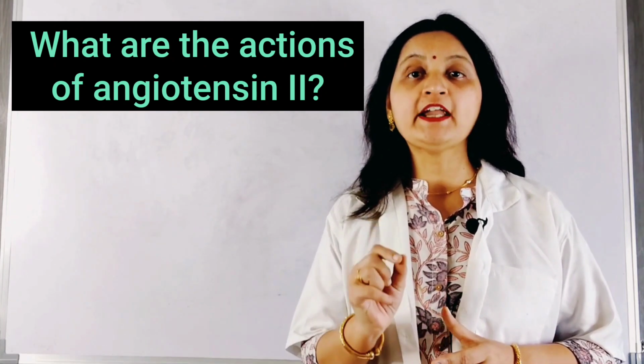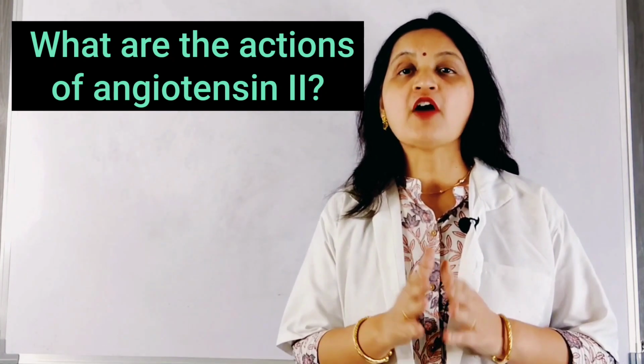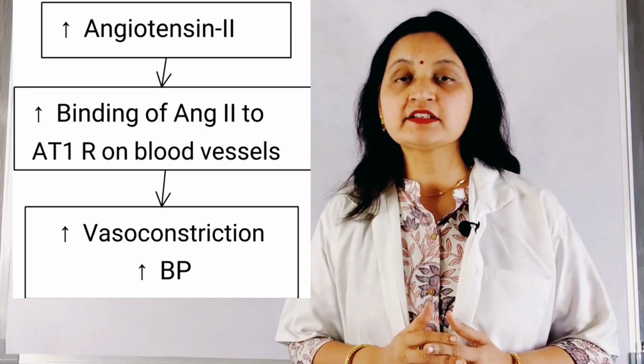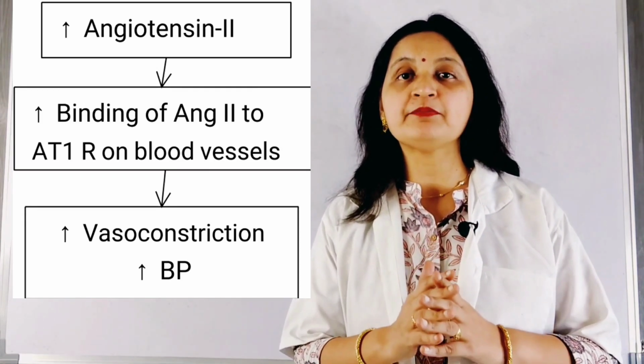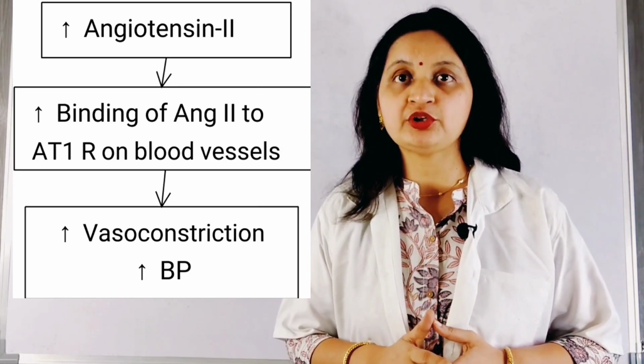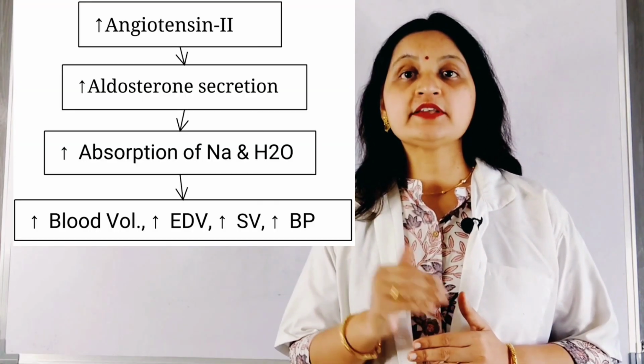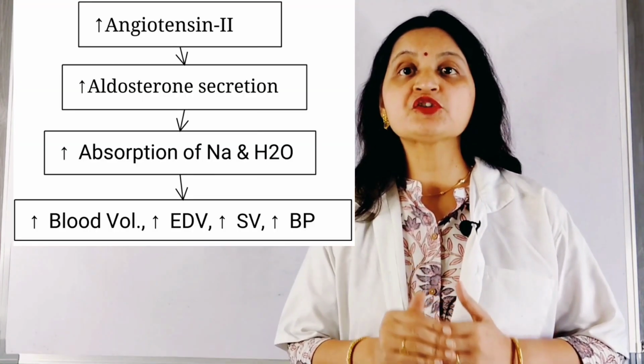Angiotensin 2 is a potent vasoconstrictor of arteriolar smooth muscle, which increases the peripheral vascular resistance, increasing the blood pressure and restoring the blood pressure to normal. Secondly, angiotensin 2 stimulates the adrenal cortex, which causes increased release of aldosterone.